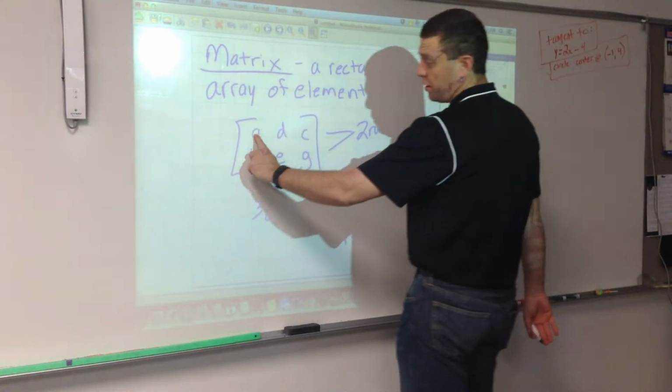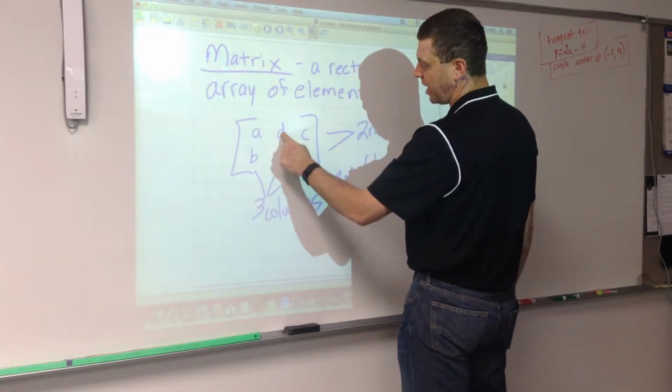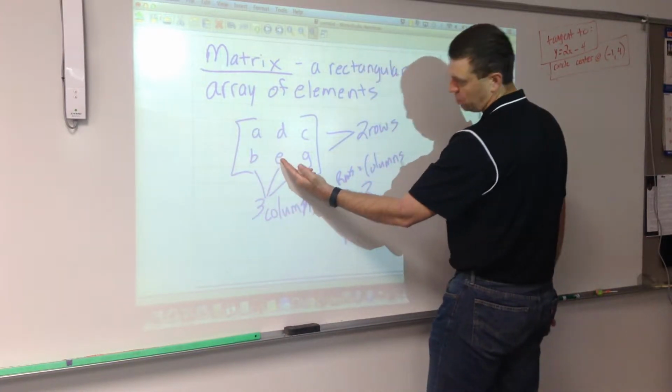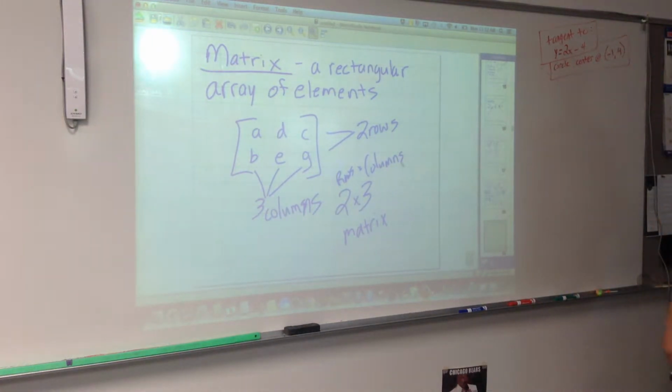So this element is in the first row, first column. This element is in the first row, second column. First row, third column. Second row, first column. Second row, second column. Second row, third column, and so on. Everybody okay with that? Questions so far?